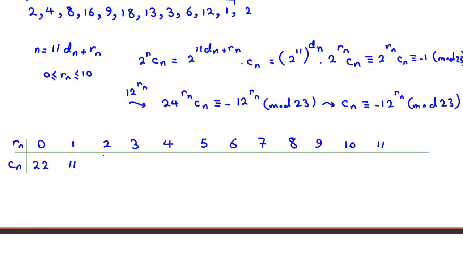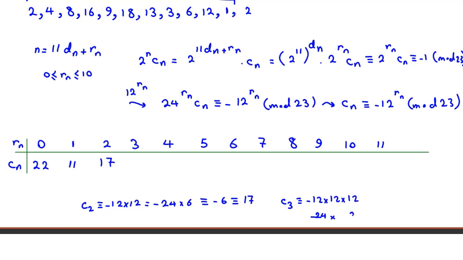For the next one, C2 is negative 12 times 12 mod 23. You can say it is equal to negative 2 times 12, 24 times 6. And instead of 24, you can write 1. It will be negative 6, which is 17. So C2 is 17. Now next, C3 is congruent to negative 12 times 12 times 12. So you write 2 times 12, 24, times 2 times this, 24 times 3. 24 is 1, so it will be negative 3, which is 20. For C3, it is 20.